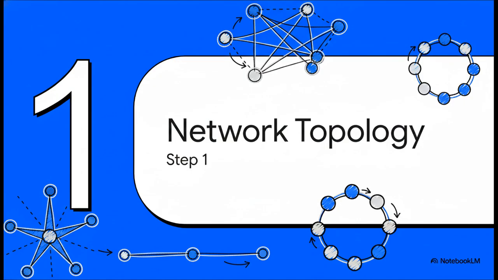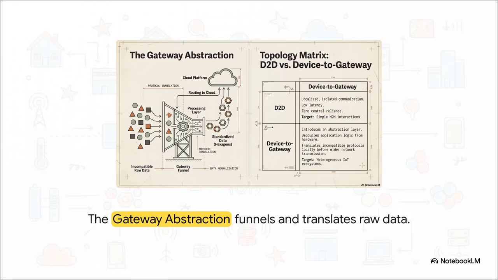Okay, step 1. Network topology. Before we even think about sending data across the globe, we have to figure out the physical layout of these devices in the real world. Think about it. You've got all these messy, completely incompatible raw data streams coming from totally different sensors. You can't just shove that straight into the cloud. You absolutely need a gateway. It acts as this crucial abstraction layer, a funnel, really, that grabs all those clashing protocols, translates them locally, and spits them out in a neat, standardized format ready for the cloud platform.